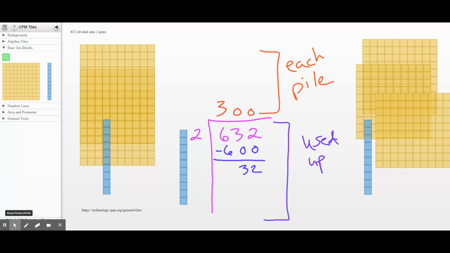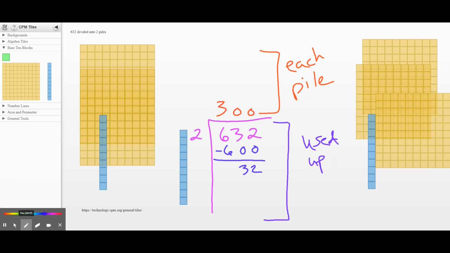Let's look at what that looks like when we represent this using just numbers. So how much could you put into each pile before you did any exchanging? Well, we were able to put 110 in each pile. So what's the value of the 10s in each pile right now? I was able to put 10 in each pile. And how much have I used up so far?